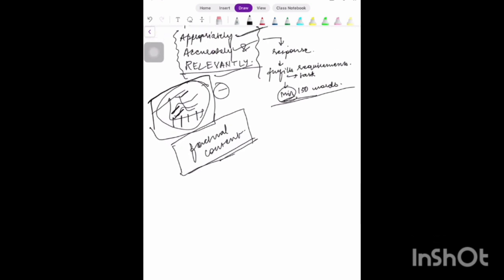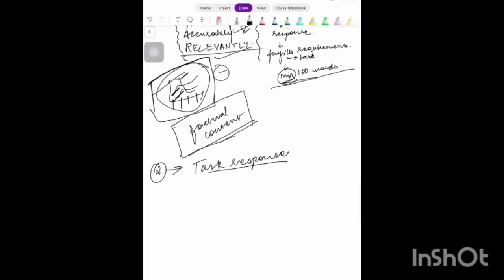Coming on to task 2. Task 2 is something known as task response. Now, how will you be judged in task response? Task 2 requires how you are formulating and developing a position in relation to a given prompt in the form of a question or statement. The idea should be supported by evidence and examples, and can be drawn from your own experience. Here you can use examples, and you can use your own experiences to support the argument.